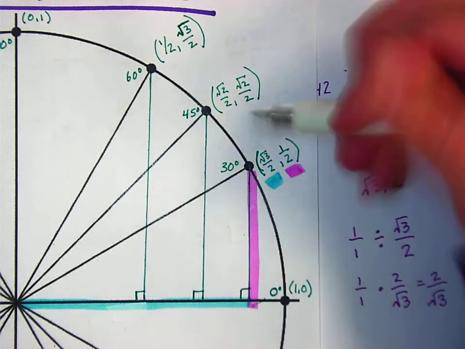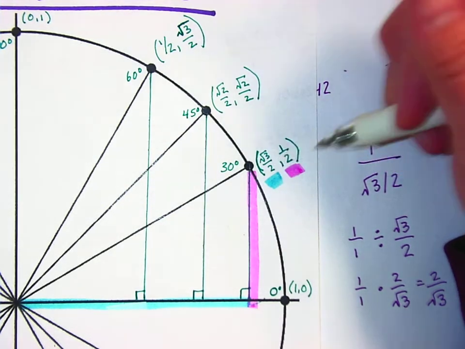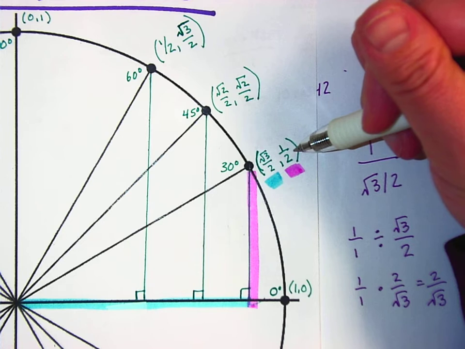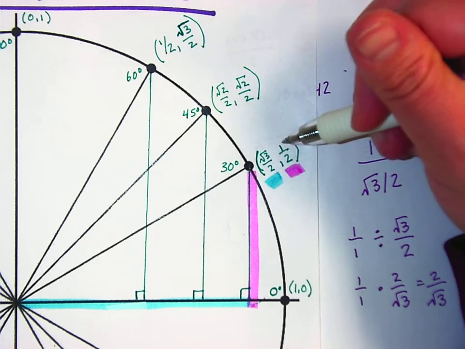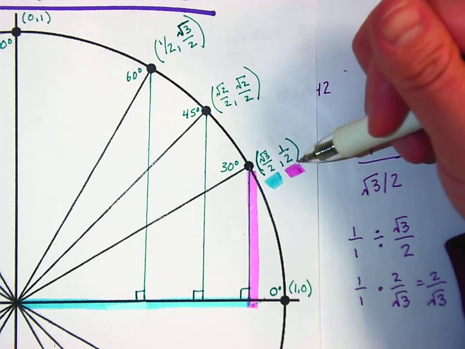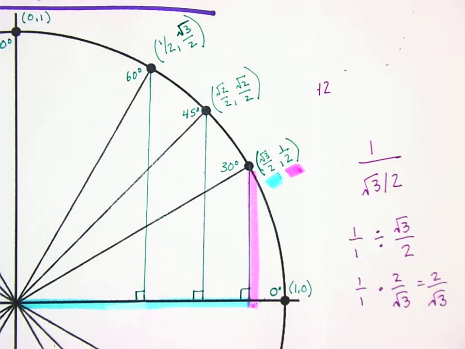So if you're doing a secant, you can just flip the x upside down. If you're doing the cosecant, you can flip the y upside down. And cotangent, you would take the x divided by the y.